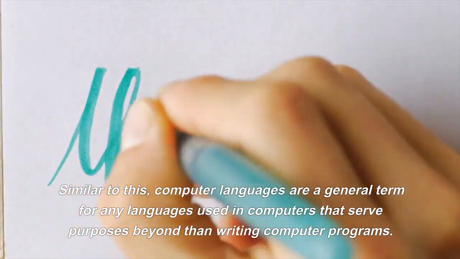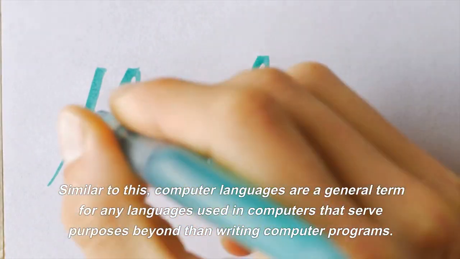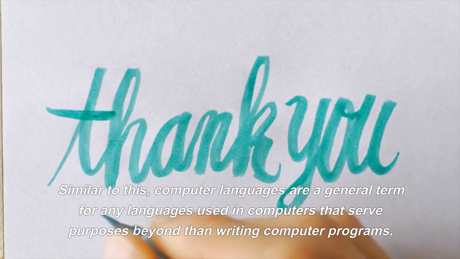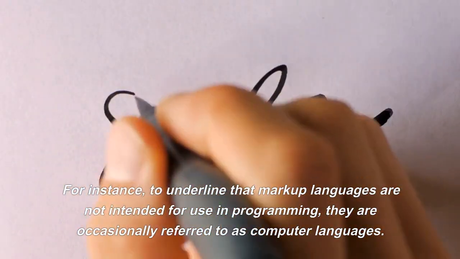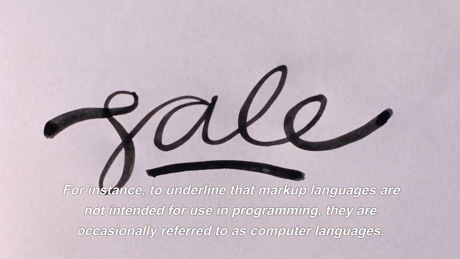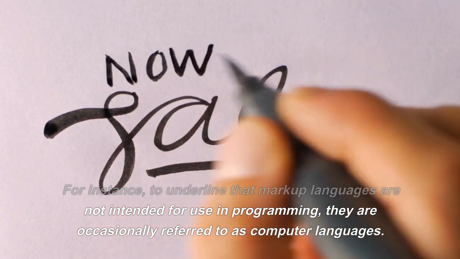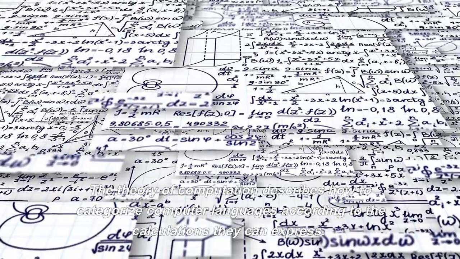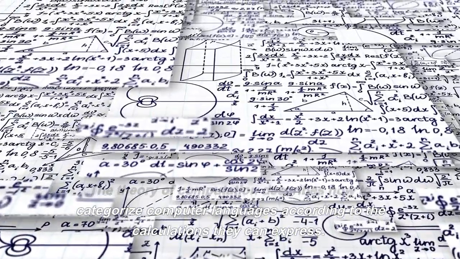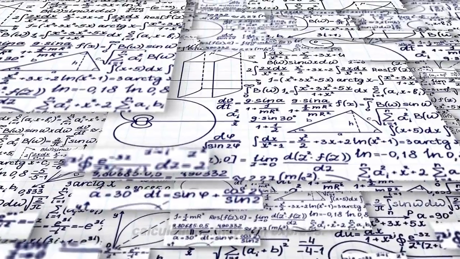Similarly, computer languages are a general term for any languages used in computers that serve purposes other than writing computer programs. For instance, to underline that markup languages are not intended for use in programming, they are occasionally referred to as computer languages. The theory of computation describes how to categorize computer languages according to the calculations they can express.